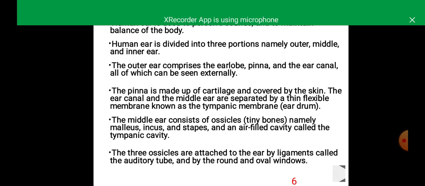The ear as a sense organ. The human ear is used to perceive sound and to maintain balance for the body.